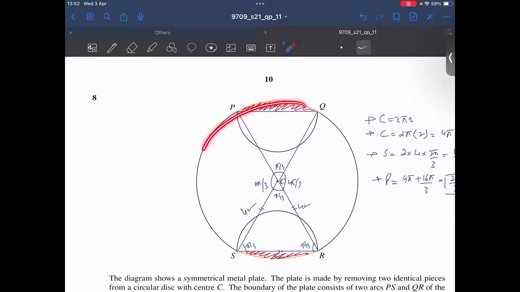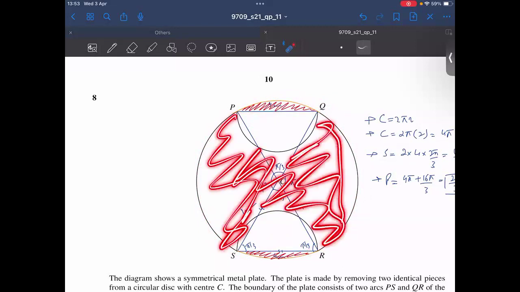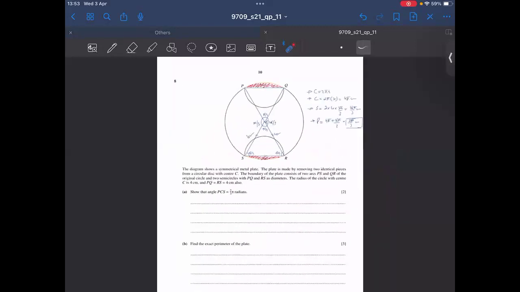Now, if you look at the whole circle, from this whole circle we subtracted these two red regions, and we subtracted these two semicircles to get the remaining area of the plate that you have. All right, that's what we did. Is it clear?